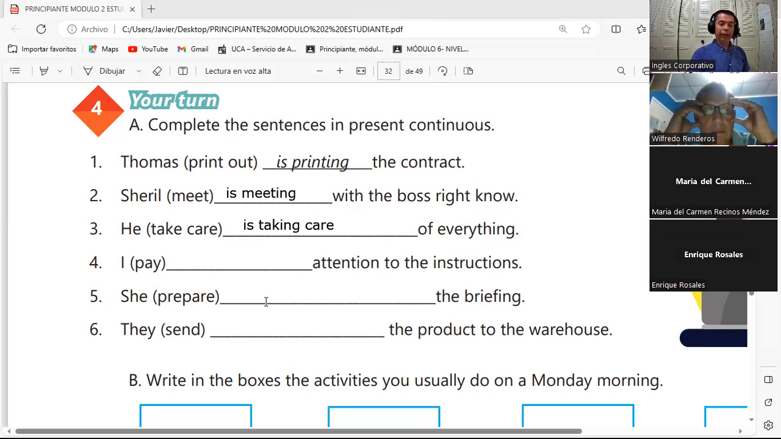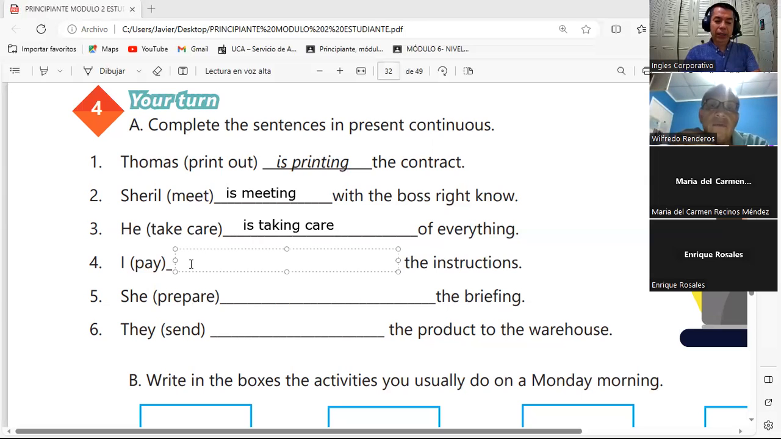Now, Wilfredo, please, number four. I am paying attention to the instruction. I am paying or I am paying? Attention. I am paying or I am paying, Wilfredo? If for me, I am paying. Instruction. Okay. Simple present. But Wilfredo, do we use the verb to be in simple present, yes or no?